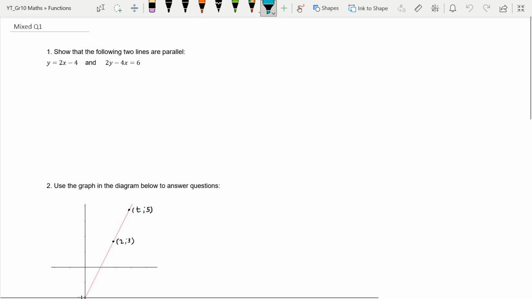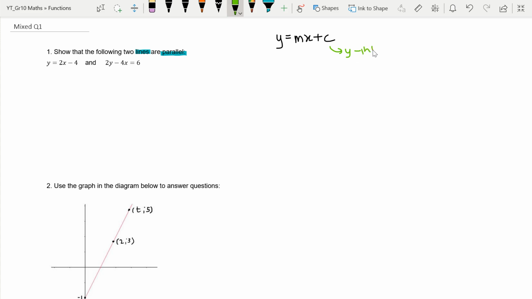Let's get going. Show that the following two lines, so we are dealing with lines, are parallel. Okay, so there's a bunch of things that need to come up in your mind. When you hear straight line, you need to think, I know my standard form, y is equal to mx plus c. I know that that is my y-intercept, and I know that that is my gradient. So that needs to come to your mind.